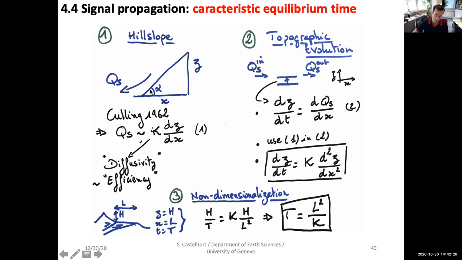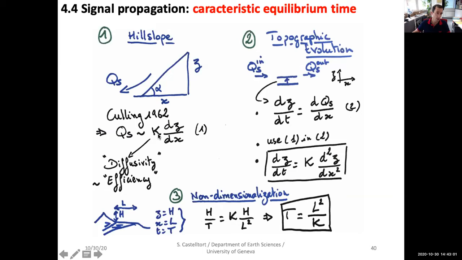For instance, you have a hill slope with a 10% or 20% slope, 20 meters per 100 meters. So you go down 20 meters for every 100 meters in the horizontal direction. The flux of sediment is going to be K times the slope. Okay, in such a simplified system. And K is the efficiency or diffusivity of the system.